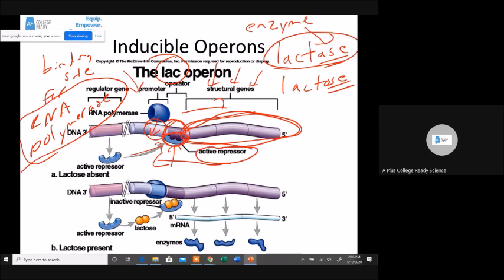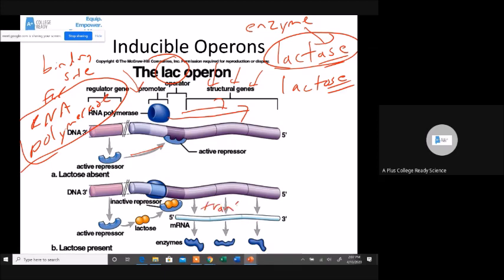Proteins can't be made. If there's not a repressor on the operon, then RNA polymerase will slide across. It will do transcription, which is what we see happening here. DNA uses a template to make mRNA. That mRNA will then move out to the ribosomes. And what we see on this arrow, this is translation. This is when the ribosomes use the mRNA as directions for building proteins. These proteins together act as the enzyme lactase.